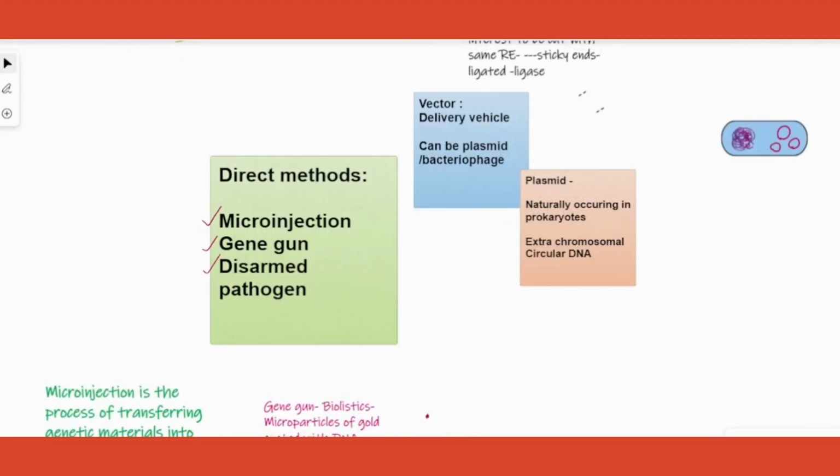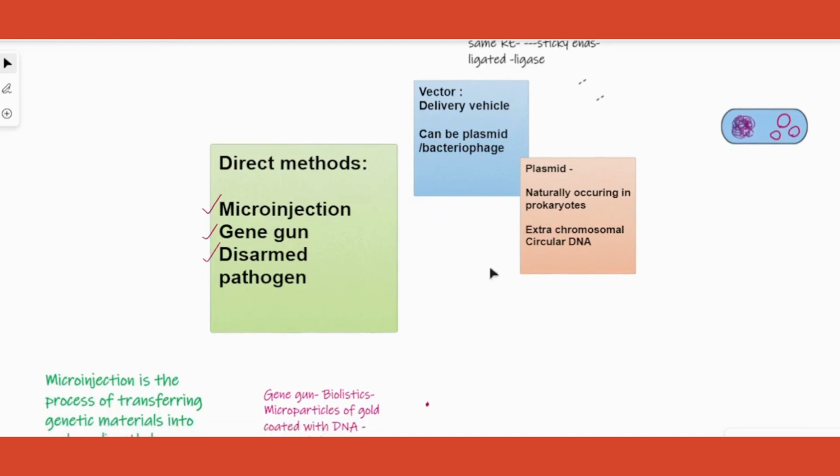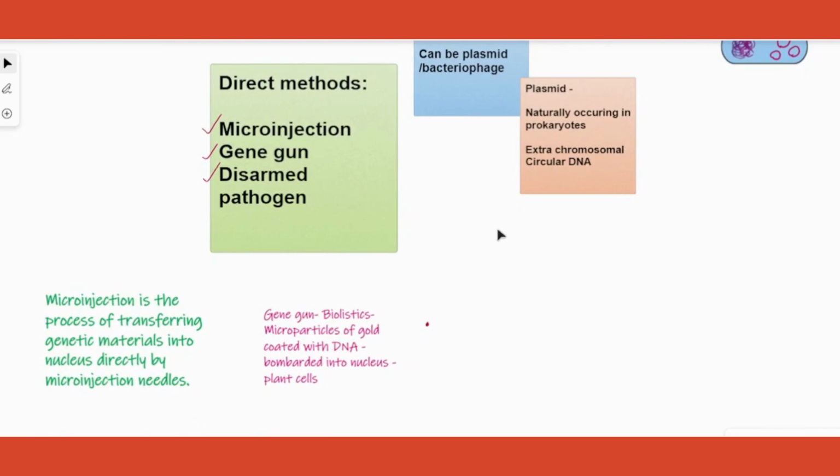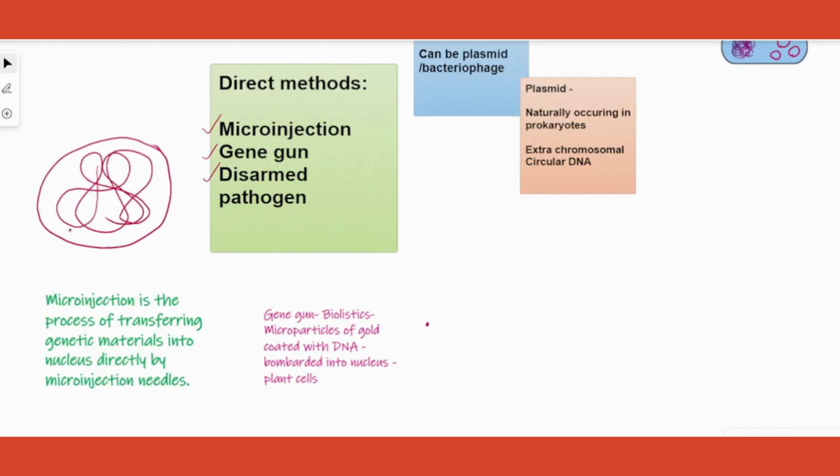Students, what are these direct methods of creating a recombinant DNA? In that comes microinjection, gene gun, and disarmed pathogen. What happens in these three cases? We are not using a delivery vehicle like a vector. Instead, we are allowing the gene of interest to directly get into the nucleus. So let us say this is the nucleus of the host. It will have its genome definitely. Into this, we are injecting our gene of interest.